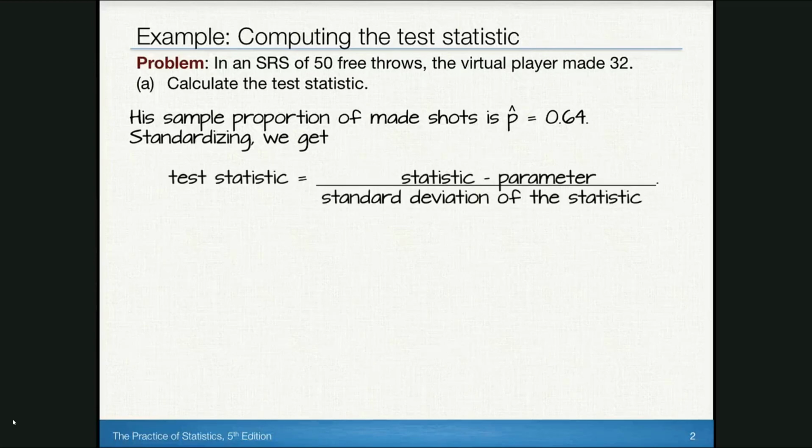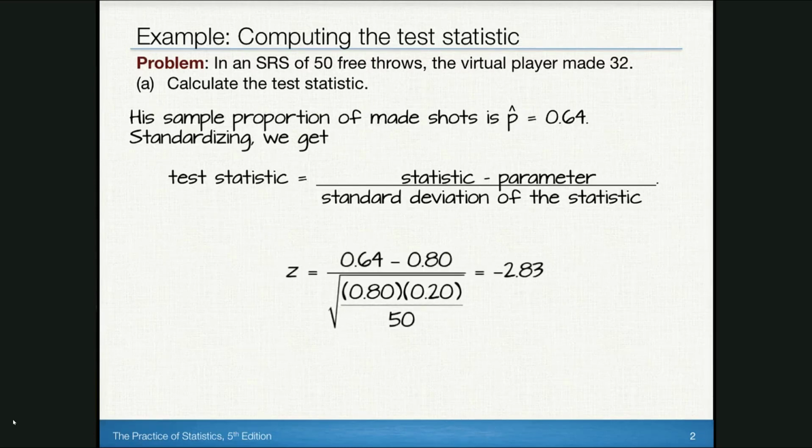Now to standardize this, we need to take that statistic value minus the parameter and divide by the standard deviation of the statistic. Recall the claim was that he would make 80% of the free throws, so the parameter in this case is 0.80. Standardizing, z equals our statistic 0.64 minus our parameter 0.80, divided by the standard deviation of the statistic. And we know that formula is the square root of the parameter 0.80 times 1 minus that value, divided by the sample size of 50. Calculating that, we get a test statistic value z equals negative 2.83.